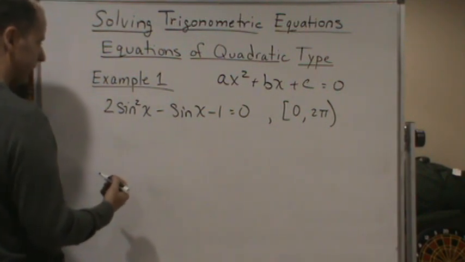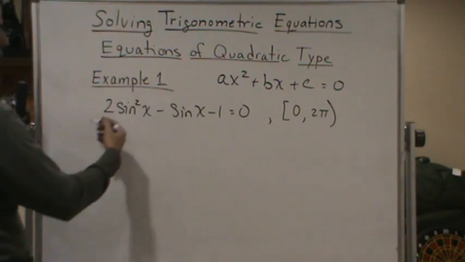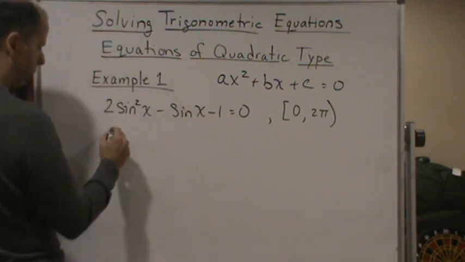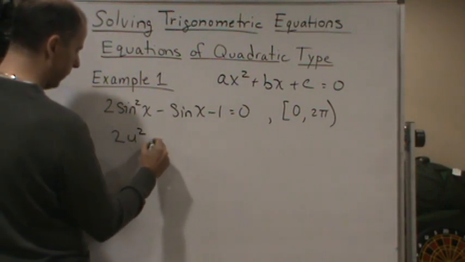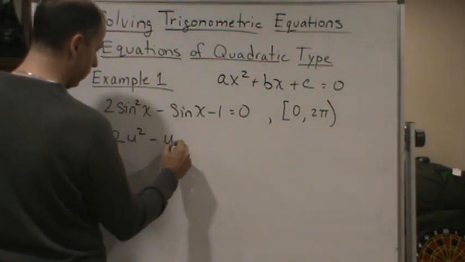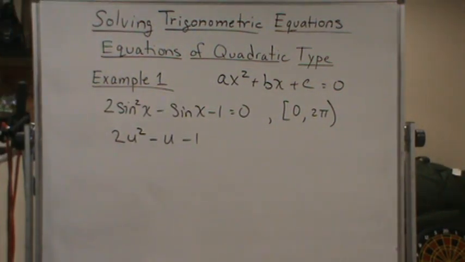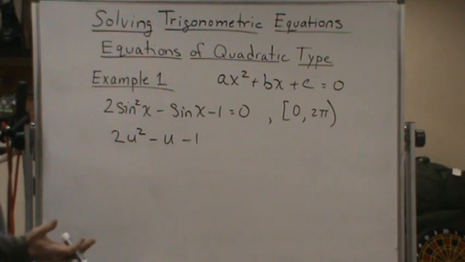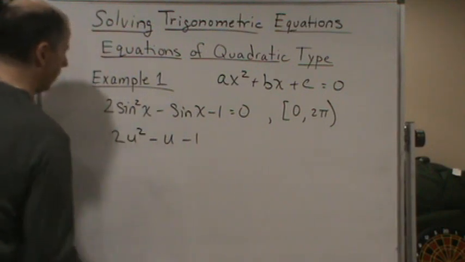So let's treat it as if it was a quadratic equation. How would we solve something like this? Well, think of it as if it was just 2 times u squared minus u minus 1. How would we factor that? We would use the AC method to decompose the middle term. So let's just do that.